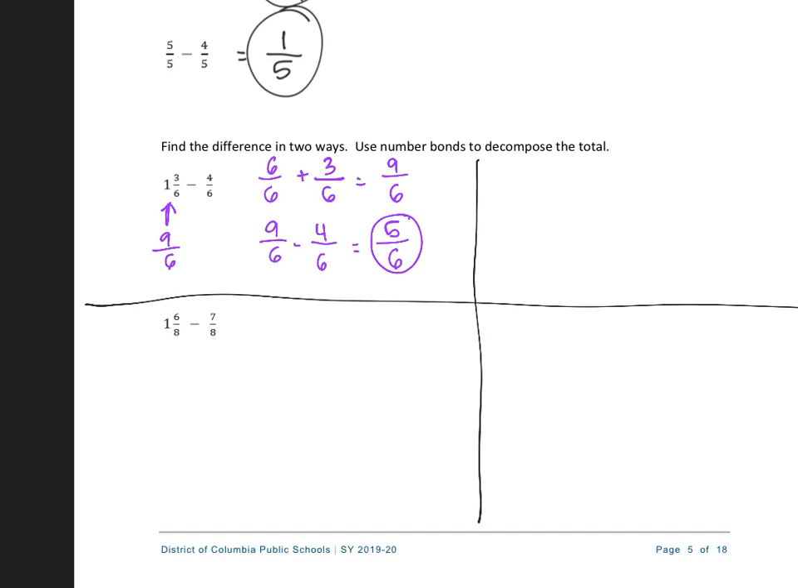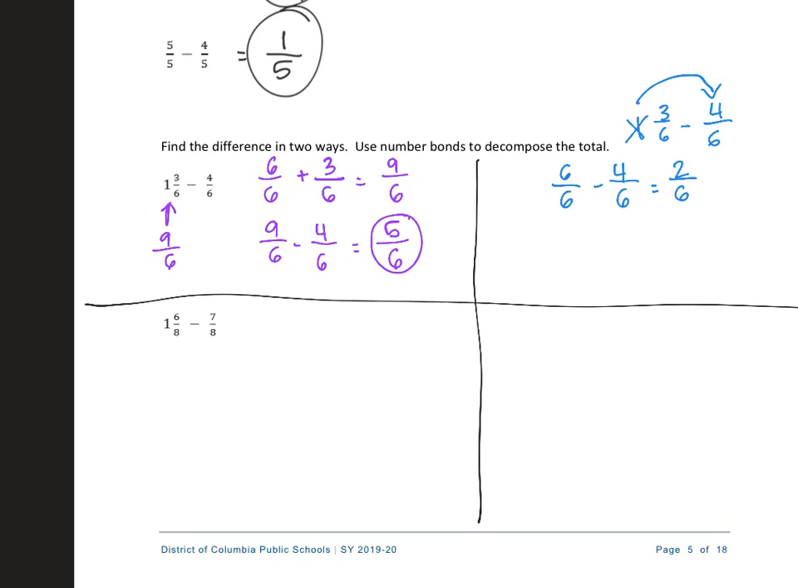Another way that you can find the difference is, again, we're going to start with that. I'm going to write it up here just to help me. 1 3/6 minus 4/6. Again, I'm going to take this 1 whole and change it into 6/6. I know to do 6 because that's what my denominator is. That's where I'm getting the 6/6 from. So I need 6/6 to make up one whole. And I'm actually going to subtract the 4/6 now. So I'm going to subtract this first. When we do that, we get 2/6.